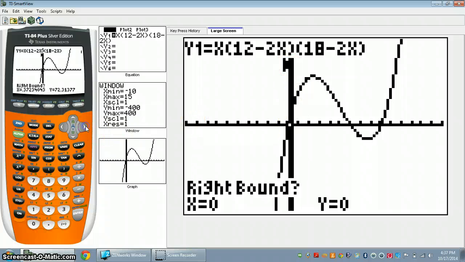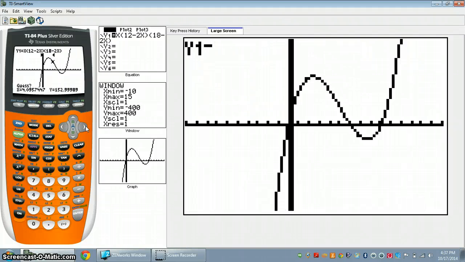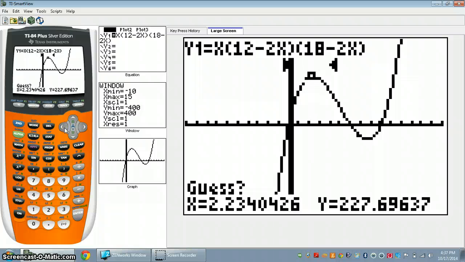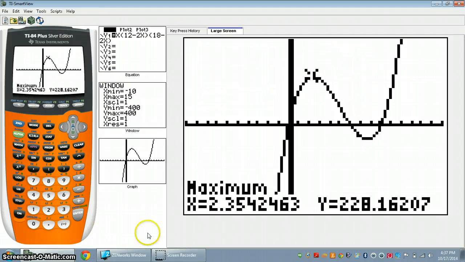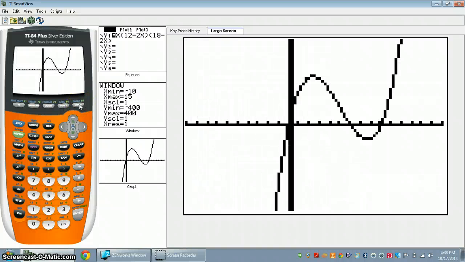Again, I can use my arrow keys to make it go to the left or the right of my peak and push enter. And then again, I have to guess what's my maximum, somewhere over here, push enter, and it will find that my maximum, if I had a height of 2.35, the maximum volume that we saw in class was 228 cubic inches. So that's how we use, again, the second trace feature to find key characteristics of the graph.